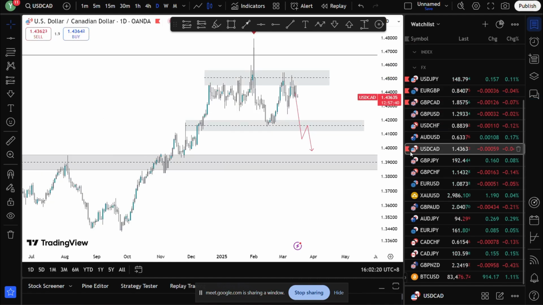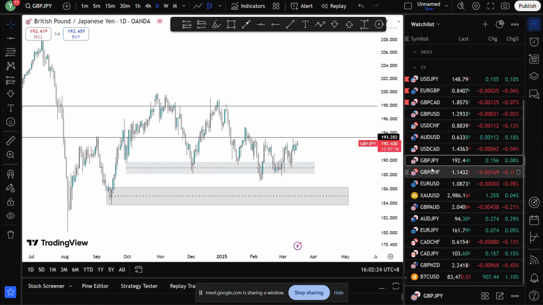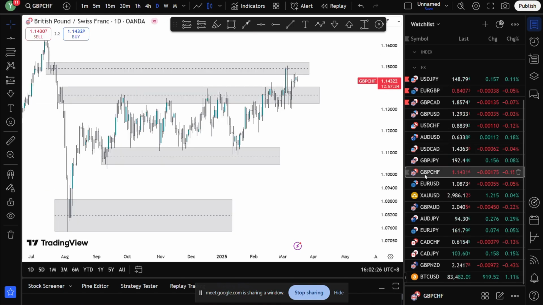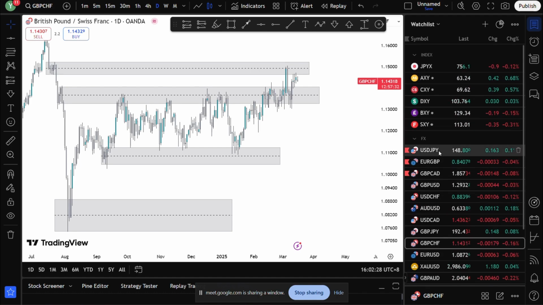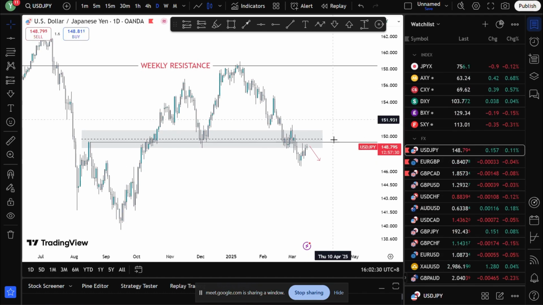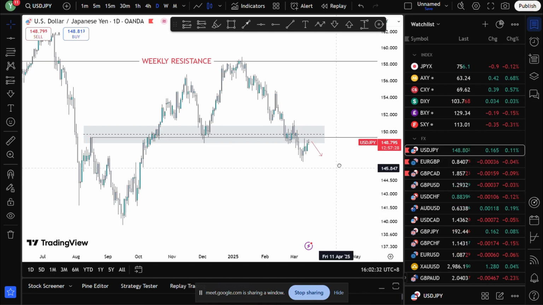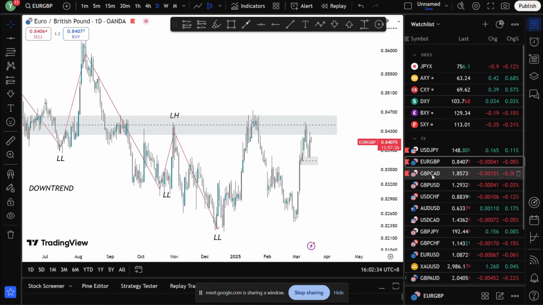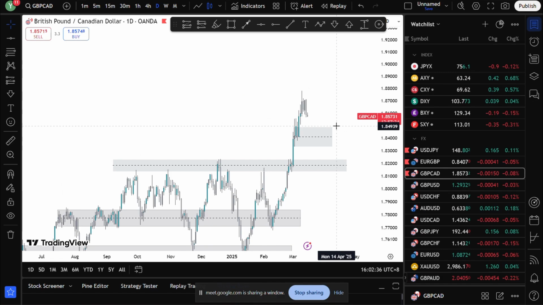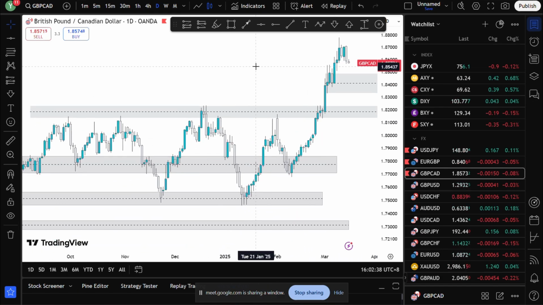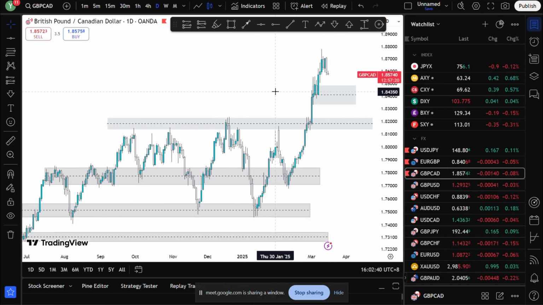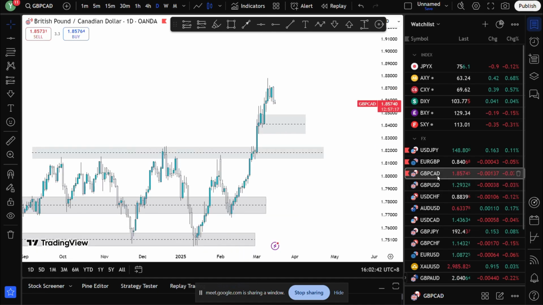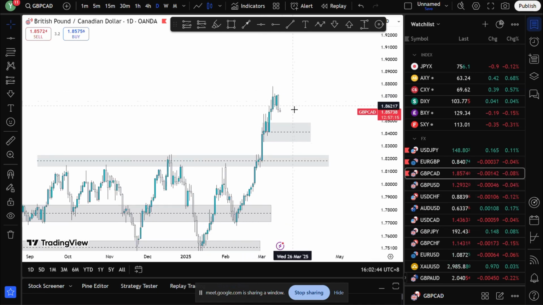Then USD CAD, nothing yet. I'll just cancel the star over here. GBP JPY, nothing. GBP CHF. Okay, so the three pairs that I would focus on are USD JPY, EUR GBP, and GBP CAD. If any of these pairs show any confirmation, I will enter a trade. But for GBP USD, I'm actually waiting for the price to retrace.